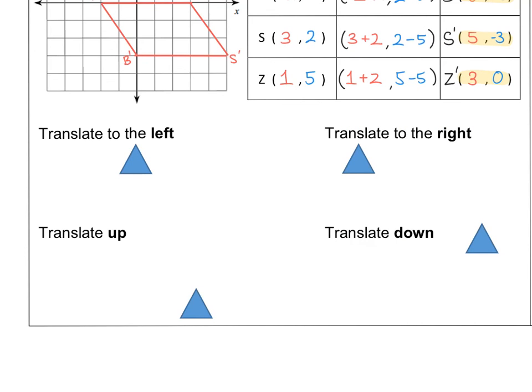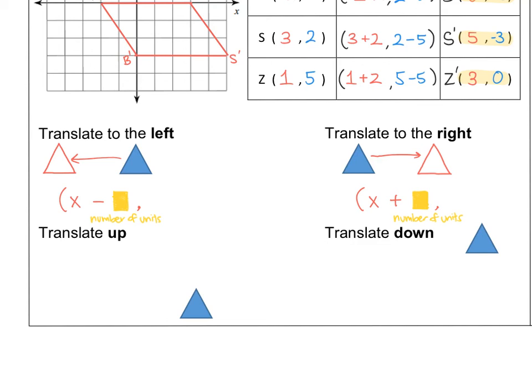Lastly, I want to go over how translation rules are written. To write a translation rule where we're moving something to the left, we need to write, in parentheses, x minus the number of units we're moving to the left. If we want to write a translation rule where we're moving an object to the right, then in parentheses, we'd write x plus the number of units we're moving to the right.